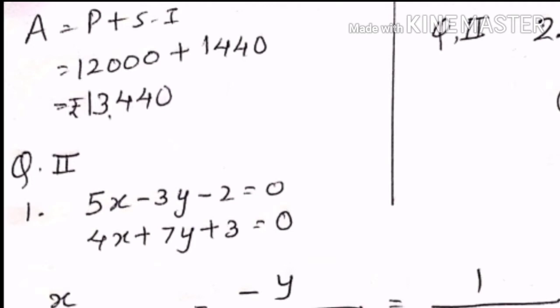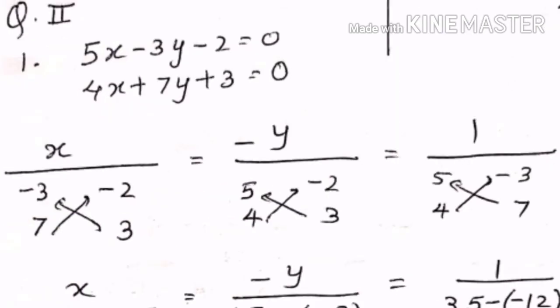Now we move on to question number 2, that is solve the following pairs by cross multiplication method. First of all, in the first step, the constant terms from the right side of the equation we will take on the left side by changing the sign. So I have done 5x minus 3y minus 2 is equal to 0 and 4x plus 7y plus 3 is equal to 0. Now we make a step as x, y, 1. So we get in the denominator, under the x, minus 3 by 7, minus 2 by 3, and 5 by 4, minus 2 by 3, and 5 by 4, minus 3 by 7, like that.